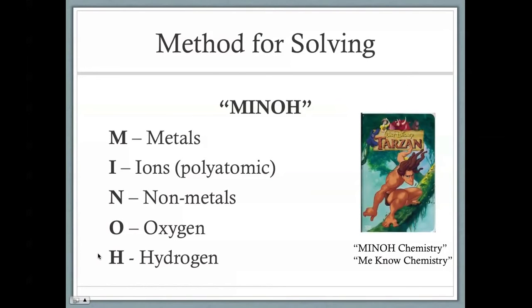This is a strategy. Some students refer to it as the minnow strategy. Some refer to it as the chemistry strategy. In a Tarzan voice, whichever works for you is fine. This gives you an order, like a template, to follow when balancing these. You start off with metals. You then balance out any polyatomic ions. If anything's left to be balanced, you work with the nonmetals before moving on to oxygen and hydrogen.